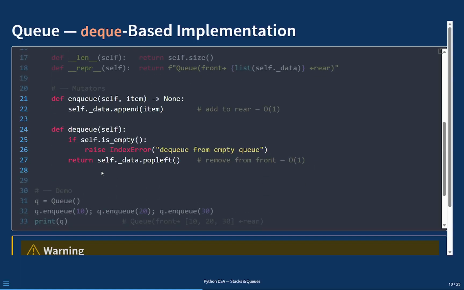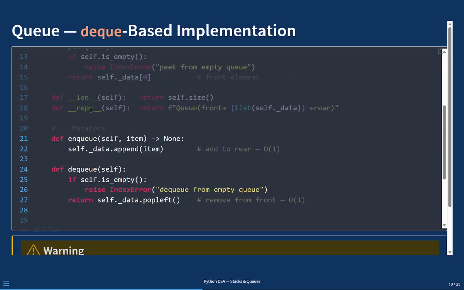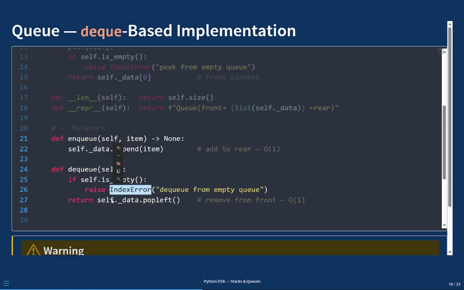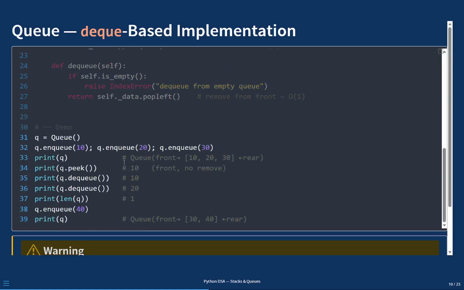Mutators. enqueue calls self._data.append(item), adds to the rear, O(1). dequeue calls self._data.popleft(), removes from the front, also O(1). Two deque operations, both constant time.